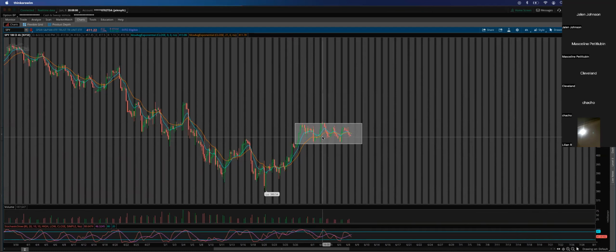All right, so what is this? Chop, right? What is it? I want y'all to start speaking the real trading terminology. This is a range, right?